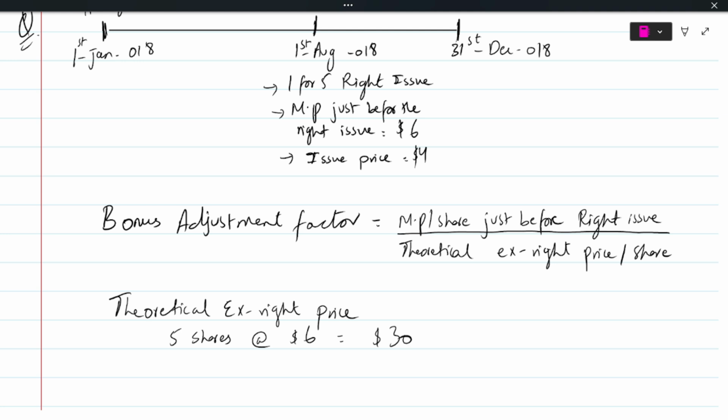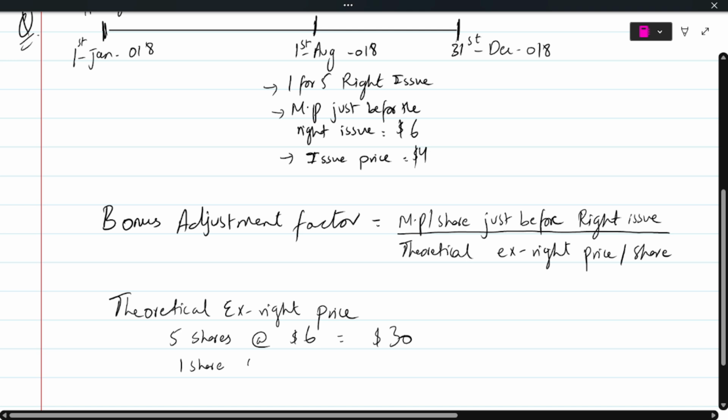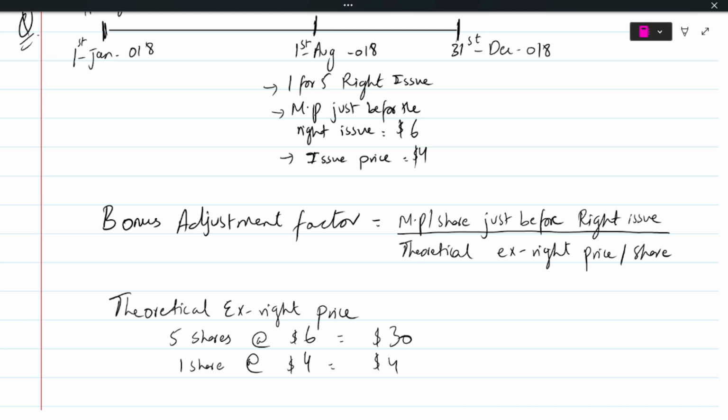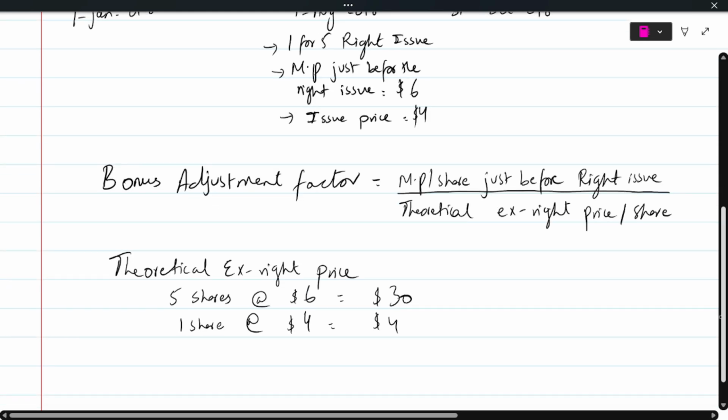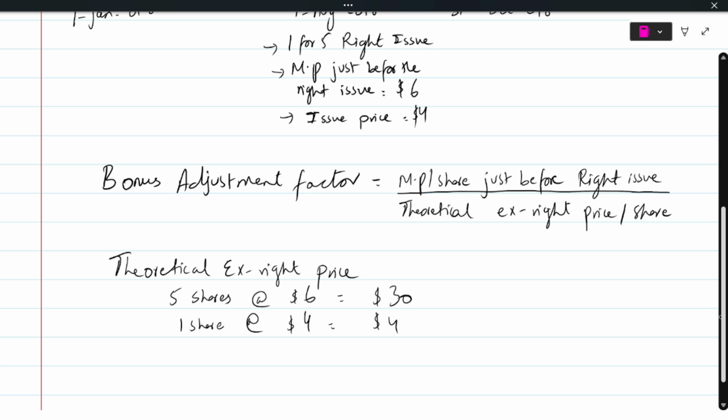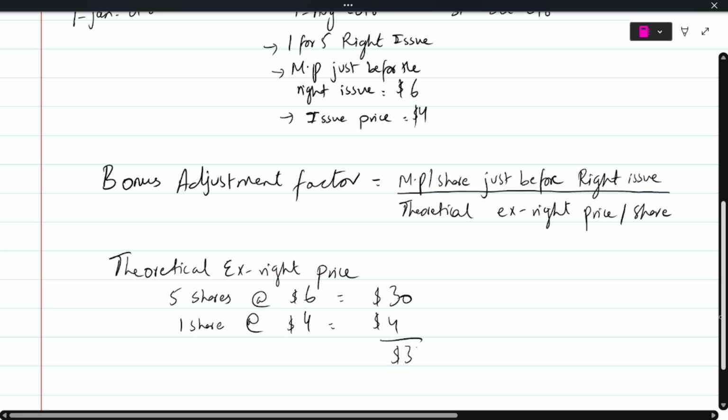But this one share that I'm going to get is not at market price. I'm not going to pay $6 for this. How much am I going to pay? I'm going to pay $4, and only one share, so 4 times 1 is $4. So for 5 shares I paid $6 each because I bought them from the market, and this one share is the right issue share that I'm getting at a discounted price, so I paid $4 for it. So 30 and 4, that's a total of $34.